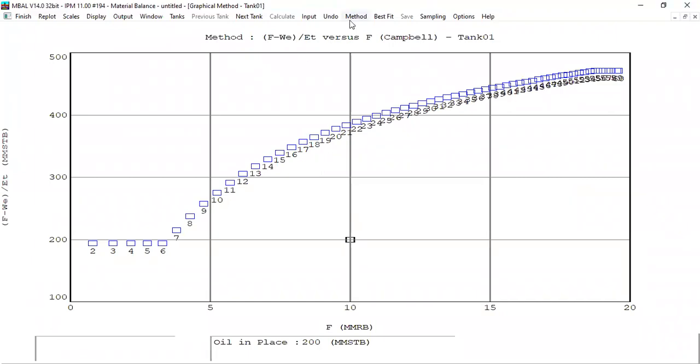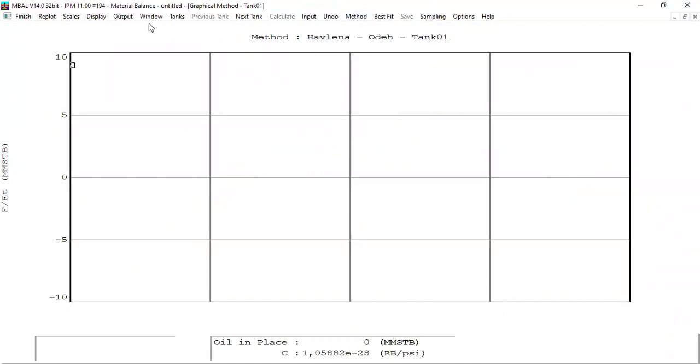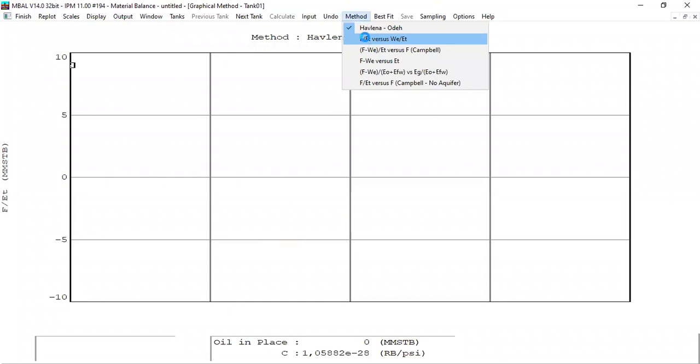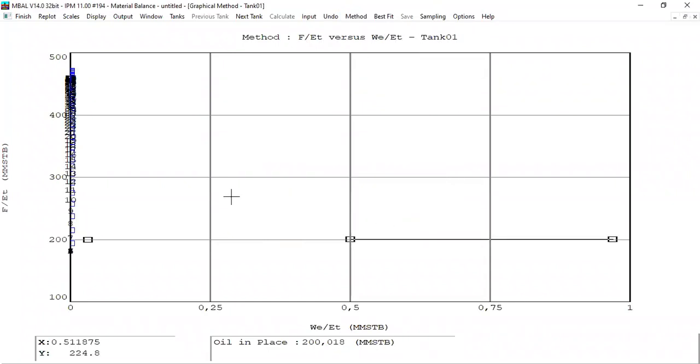Okay, the method Havlena-Odeh. We will match the tank 1. It is difficult to analyze with the graphical method because usually in the graphical method we only consider one reservoir. So that's why we see blank here and then change to another method, right?